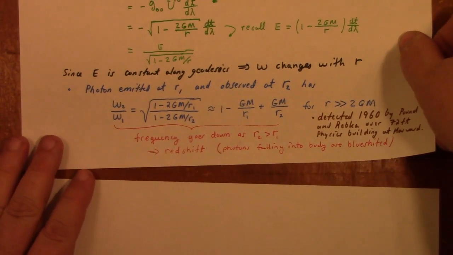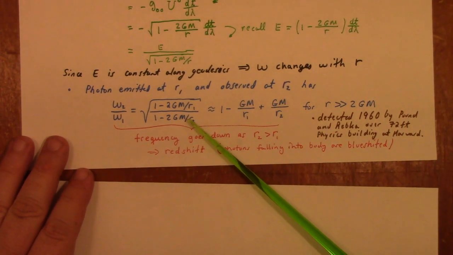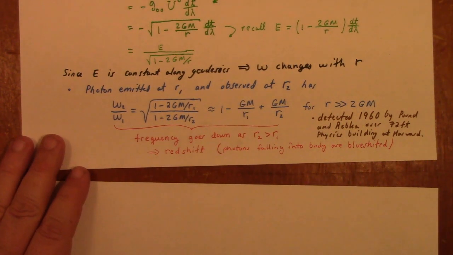The frequency, if you emit a photon at one gravitational potential and you absorb it at a different one, then there's going to be a redshift as a consequence of that motion.